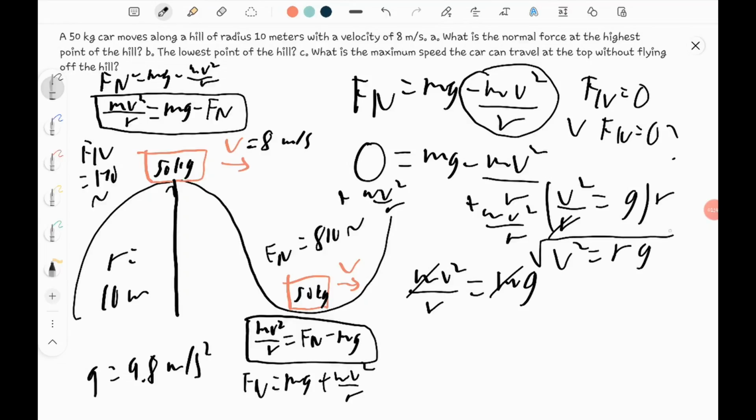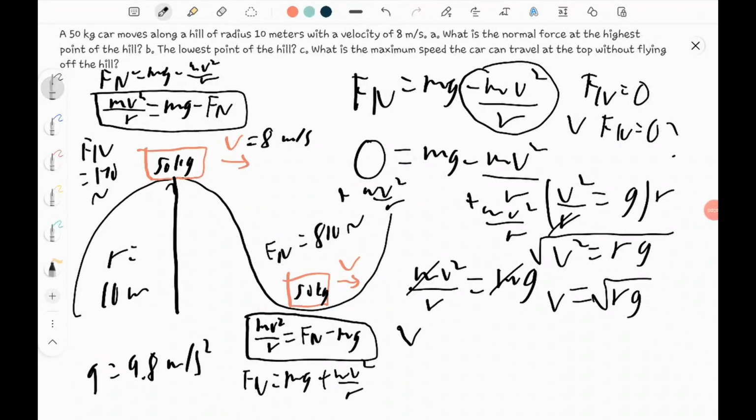And if we take the square root of the whole equation, the maximum speed the car can travel is equal to the square root of the radius times gravitational acceleration. So the maximum velocity is equal to the square root of r times g, or 10 meters times 9.8 meters per second squared. And that gives us about 9.899 meters per second.